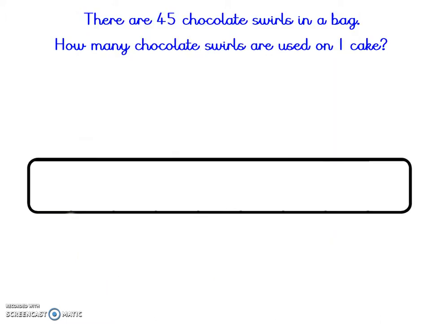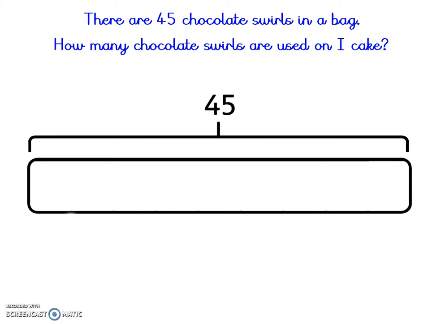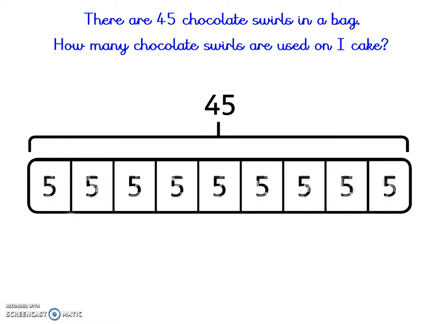So once again, I've represented my whole, I've represented my chocolate swirls as one bar. So that one bar represents the 45 chocolate swirls that were in the bag. Because I know that I'm looking for 1/9 of the chocolate swirls, I've broken or separated my bar into 9 equal parts. So my 45 is going to be shared into 9 equal groups. And using my known division and multiplication facts, I know that 45 divided by 9 gives me an answer of 5. 9 lots of 5 makes 45.